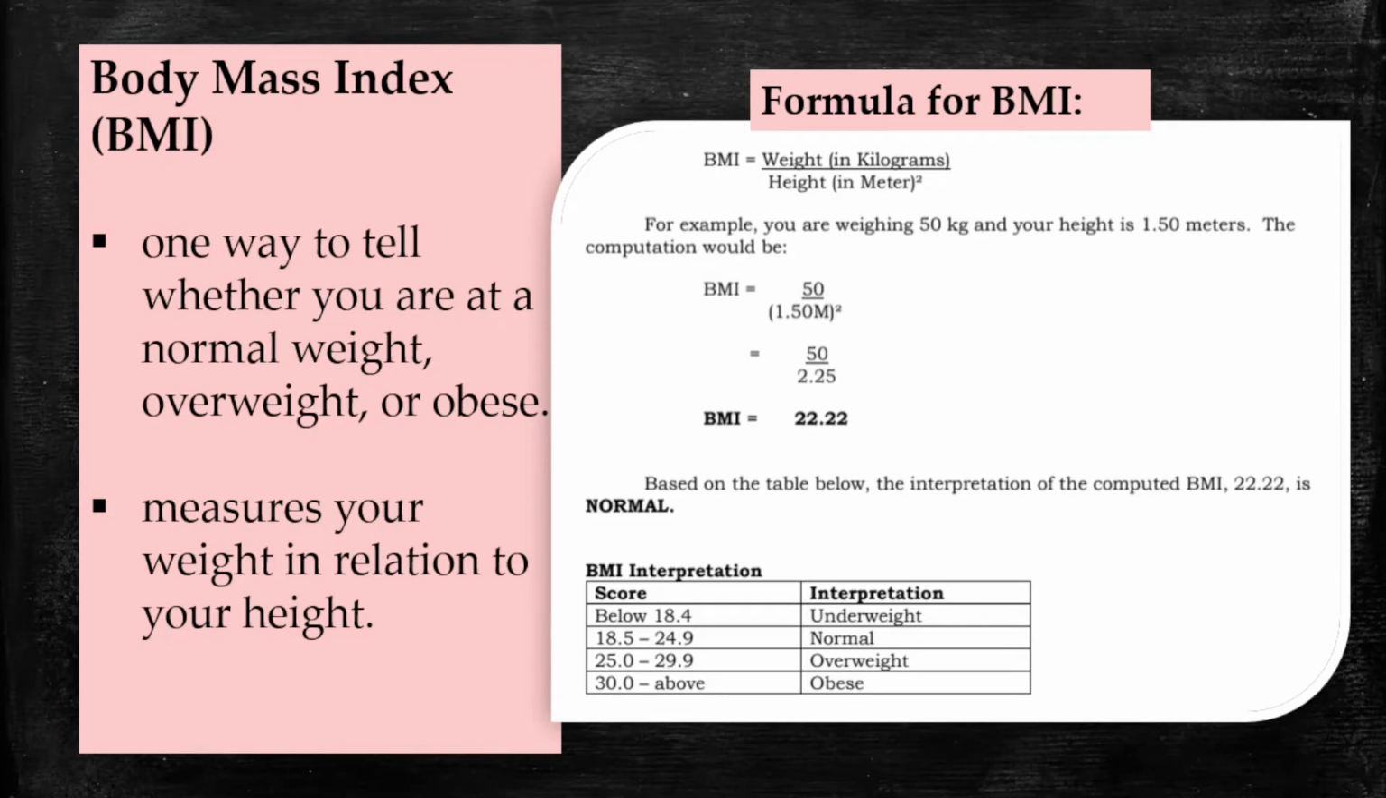Okay? So for example, your weight is 50 kilograms and your height is 1.50 meters. So the computation would be 50 divided by 1.50 to the second power, or 1.50 times 1.50. You will get 2.25. So 50 divided by 2.25, you will get 22.22. So this is your body mass index. So below here, you have this table on how you can interpret your BMI. So kung hahanapin po natin si 22.22, makikita natin siya, nandito siya sa normal, ang kanyang interpretation. Meaning, normal po ang kanyang BMI, okay? So, try doing this, okay?